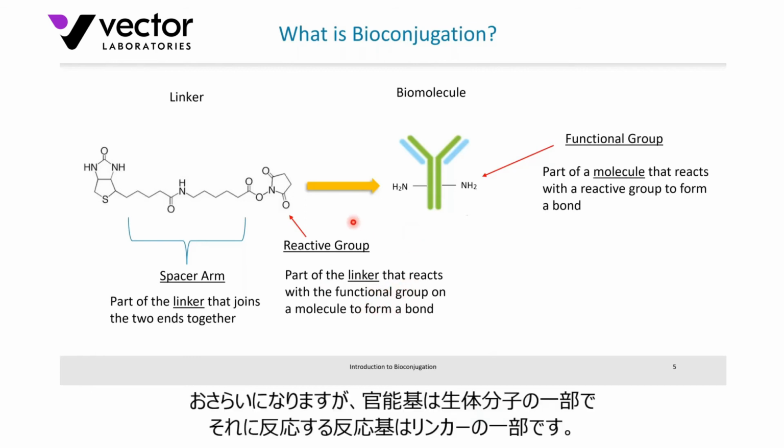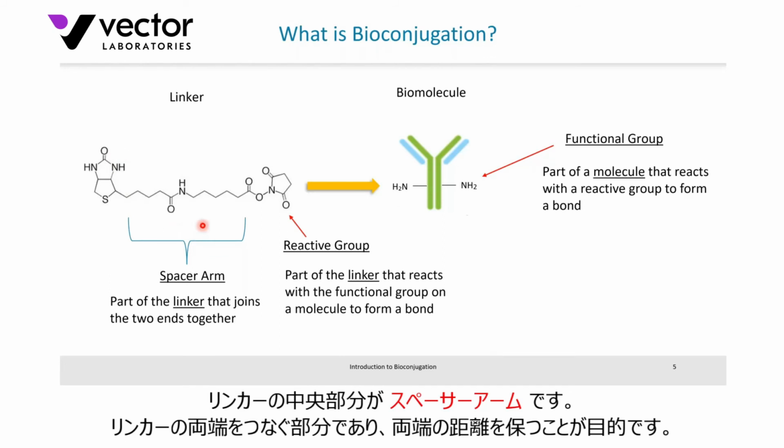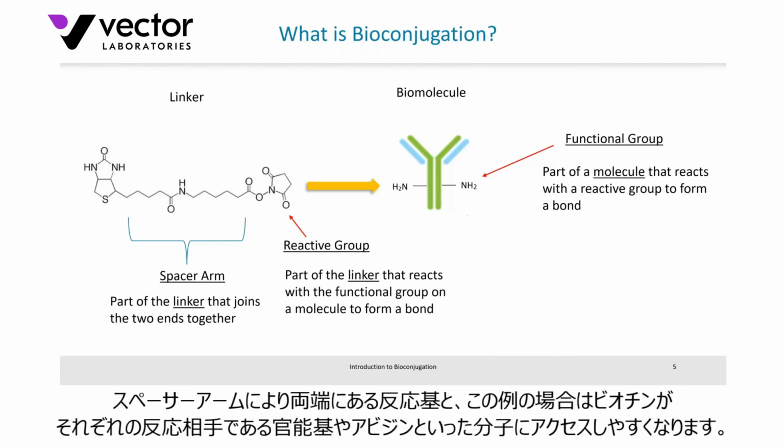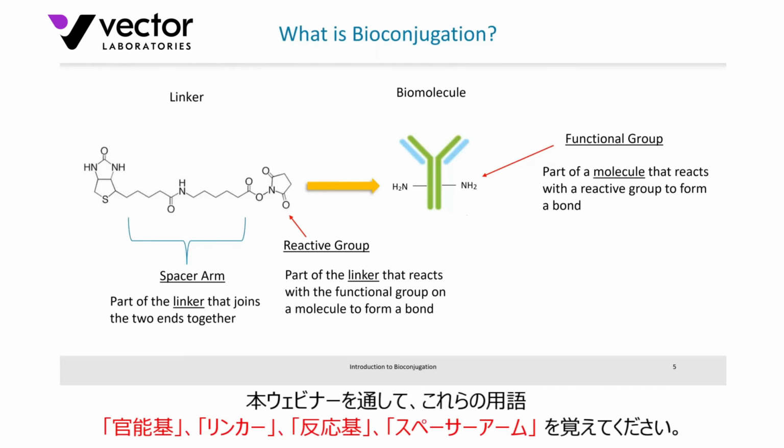Now, we've just discussed what a functional group is. That's part of the molecule. The reactive group reacts with that functional group, and it's part of the linker. Another part of the linker here is this spacer arm, which separates, or joins, I should say, these two ends of the linker. Now, spacer arms come in a lot of different flavors, I will say, and we'll touch on that a little later on. But basically, a spacer arm separates the reactive group from the business end, the biotin end in this case, of that linker to give it accessibility for subsequent binding by an anti-biotin or a streptavidin or avidin molecule. All right, so just become familiar with some of these terms: functional group, reactive group, and spacer arm as we go through the presentation.